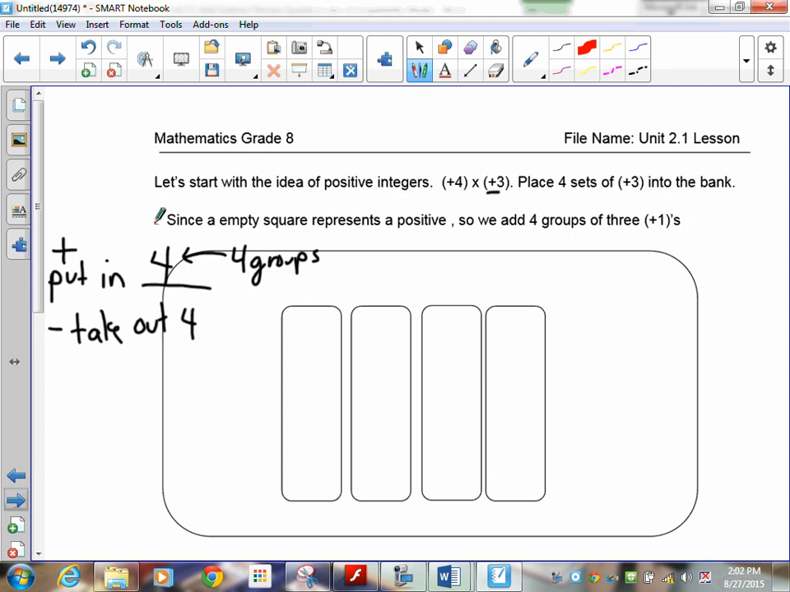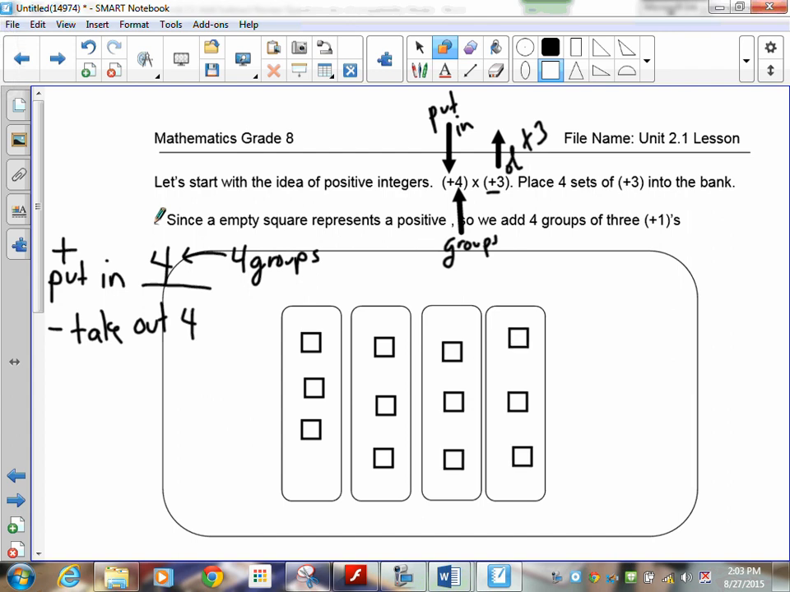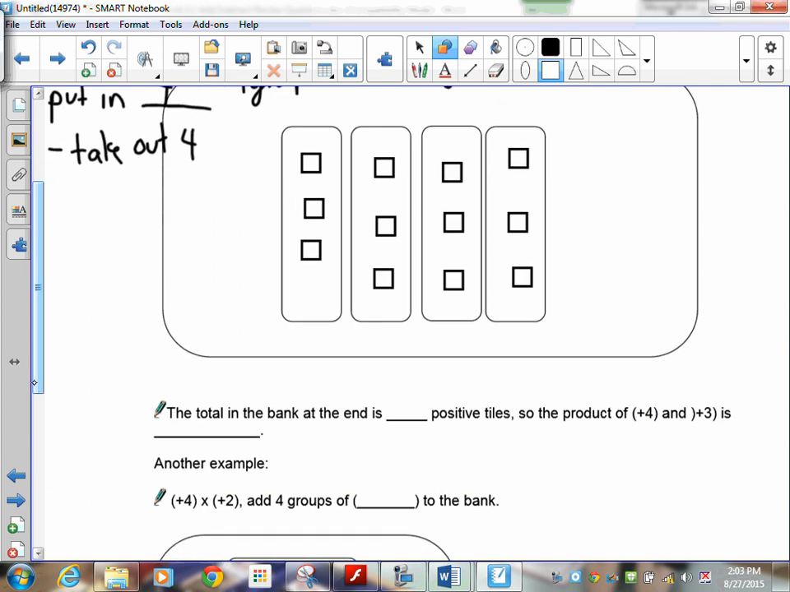So you have to remember that this positive right here is important. Okay? And this is important, and this is important. Oops, got that backwards. So this is put in 4 groups of positive 3. So how do you put in 4 groups of positive 3? Grab your positive. I want to put in 4 groups of positive 3. Okay, 4 groups of positive 3 are now there. The total in the bank at the end is, well, you get positive 12. So the product of 4 and 3 is positive 12.